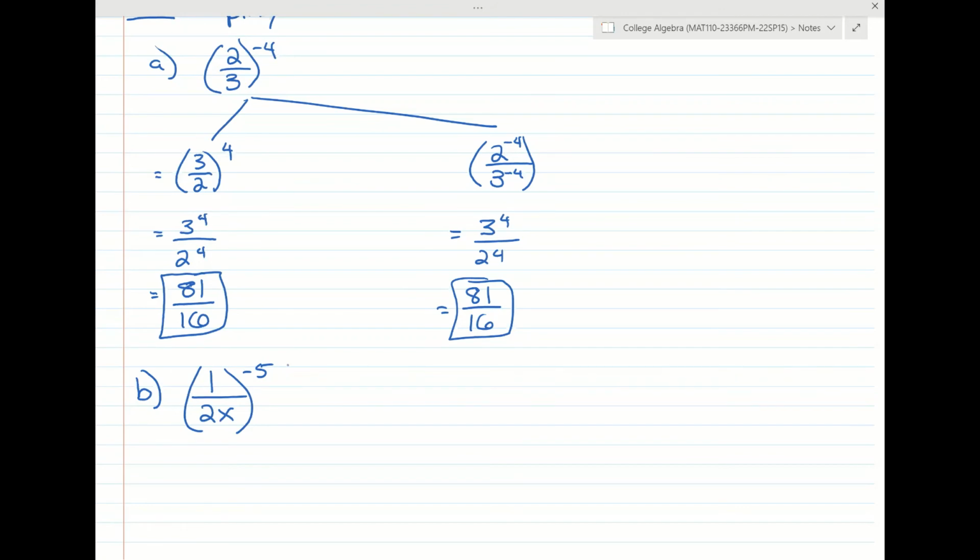We could do this a few different ways. One way we could do it is just to switch from the start. So 2x over 1 and make this to the 5th power. And then 2 to the 5th, x to the 5th would just be 32x to the 5th. That might be the fastest way to do this.